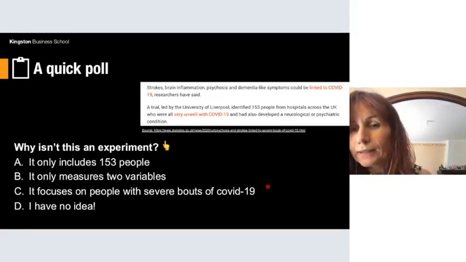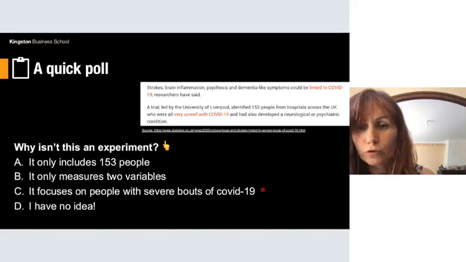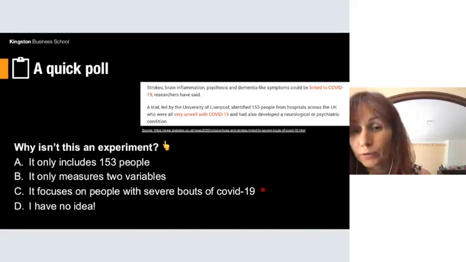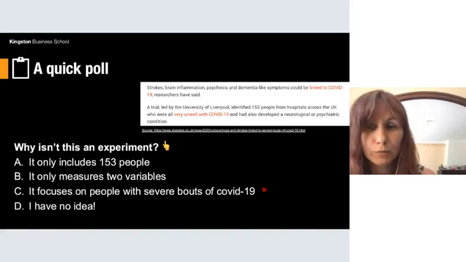So unless we have some sort of control group, we could not call this an experiment. It's just an association that would need to be tested. There's no causality that we could infer from that data.